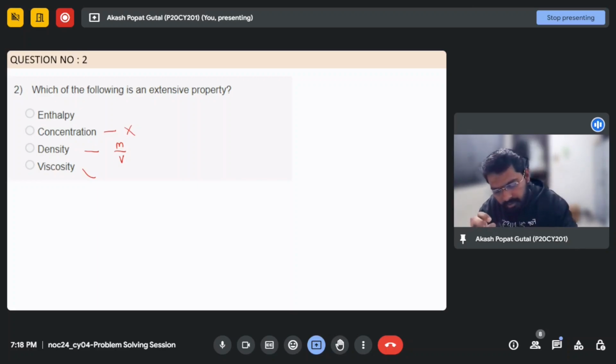So it will not depend upon the quantity of the substance. Your answer, enthalpy: if you take more gas, the enthalpy requirement will be higher. Whatever the quantity is, enthalpy also changes with the quantity of your system. So that's why enthalpy is the extensive property.